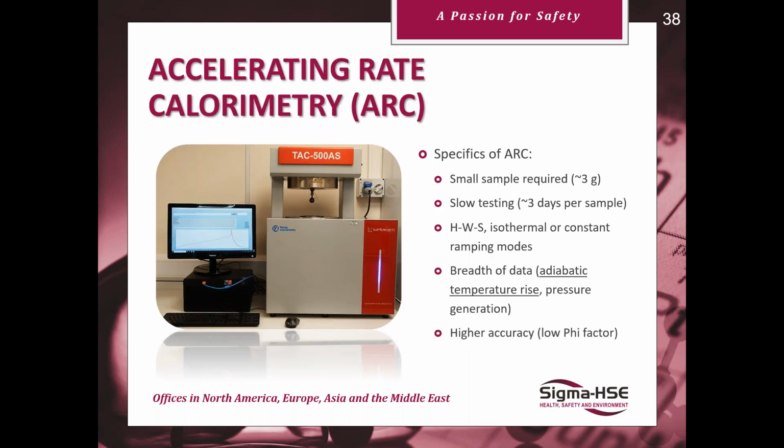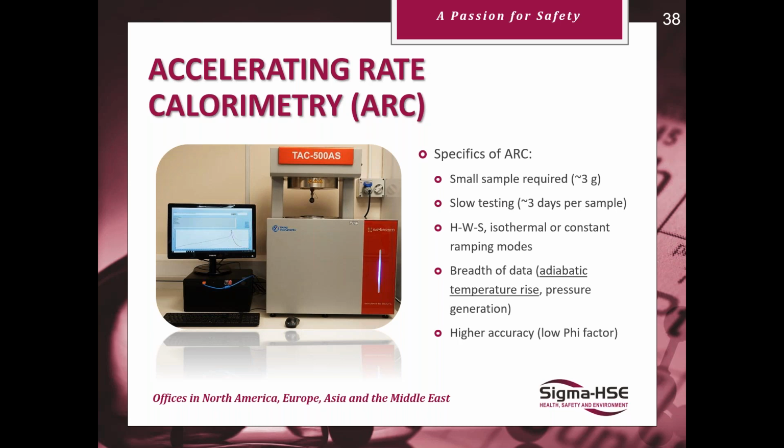Our next instrument is accelerating rate calorimetry. For this one, it's a relatively small amount of sample, which is good: 3 to 5 grams in a metallic bomb. We've got different grades of bomb we can use depending on the requirement. This is a slow test, taking about 3 days, which is why we tend to come to this if we've found something in the DSC and Carius tube test.